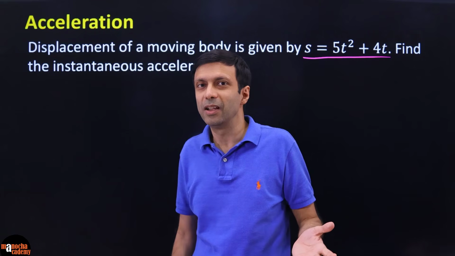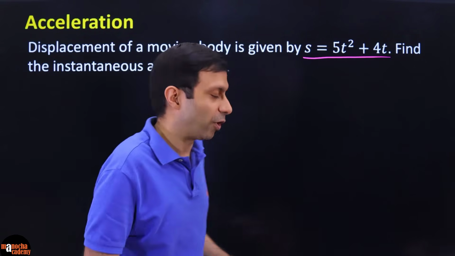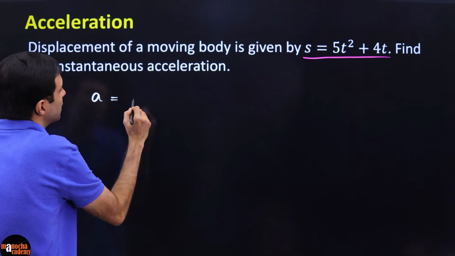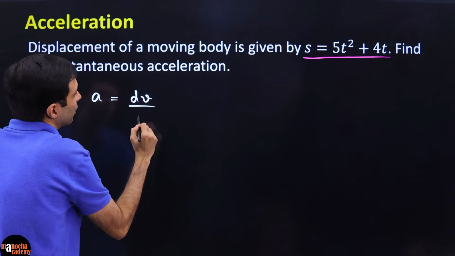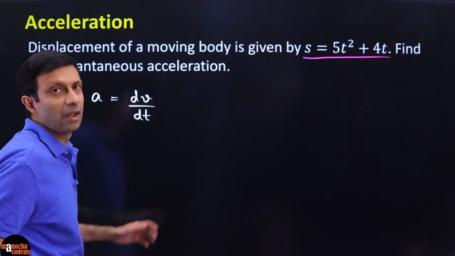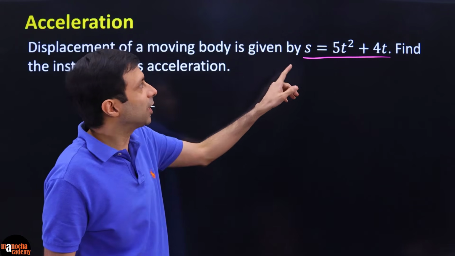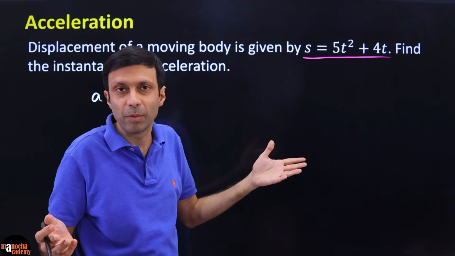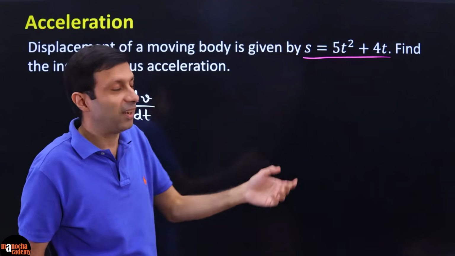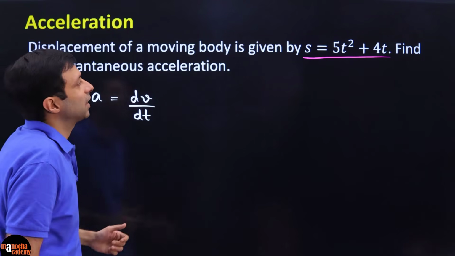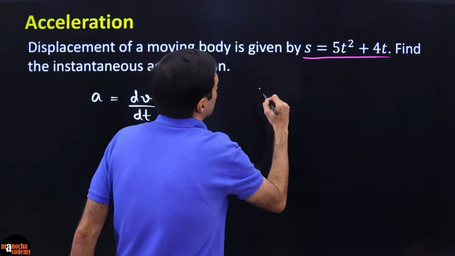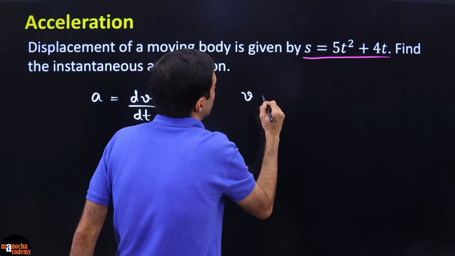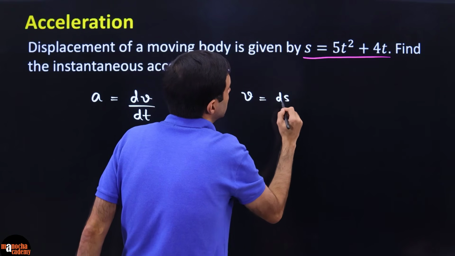So how will you do it? Remember the instantaneous acceleration formula? Instantaneous acceleration a is dv by dt. We do a differentiation of the velocity. But what has been given here is displacement. We have been given s. No problem. We are going to first find velocity and then plug it in here. So we can start off with this relation. The instantaneous velocity v equal to ds by dt.